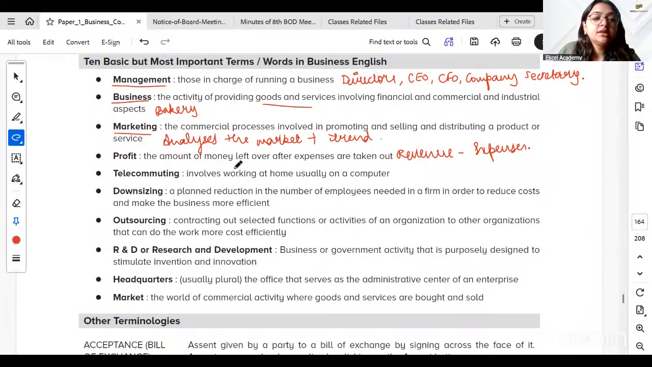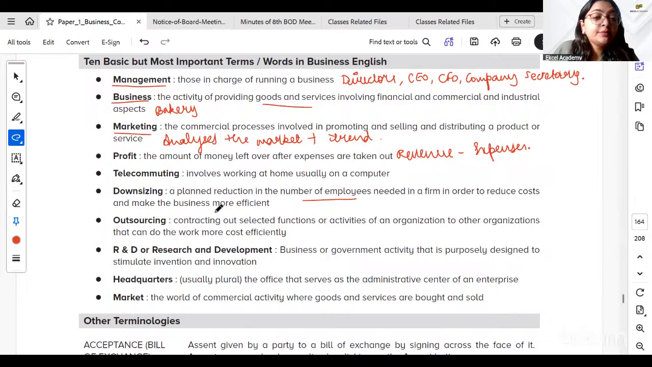Okay, telecommuting involves working at home, usually on a computer. So this is the hybrid or remote work setup that has become very prevalent now. Downsizing is a planned reduction in the number of employees in order to reduce costs and make the business more efficient. What is downsizing? Let's say your company has over 800 employees, but you are on the verge of making losses, right? So what you do, you reduce employees, and you do not remove employees randomly. You strategize well and remove those sections, or employees from those sections, that may no longer be helpful to the business, all right?